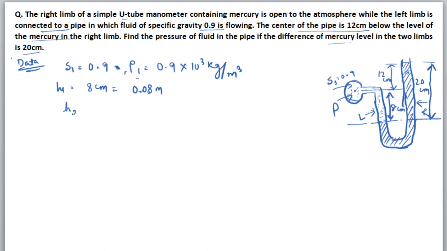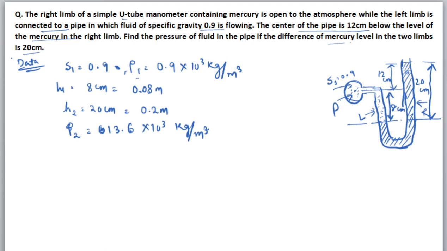After that, let us come to the heavy liquid. In case of the heavy liquid, the height is 20 centimeter, that is 0.2 meter, and the density of the heavy liquid, which is our mercury, is equal to 13.6 into 10 to the power 3 kg per meter cube. So we have written all the data.